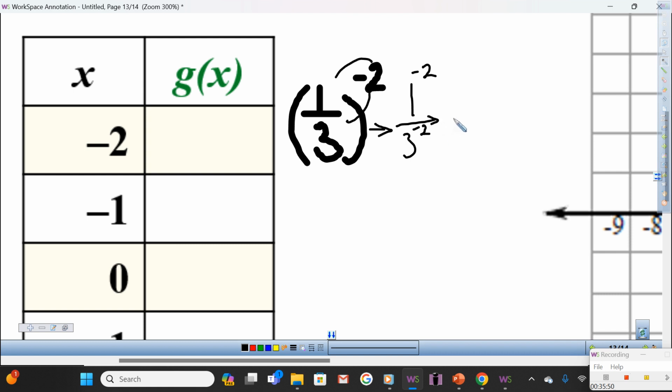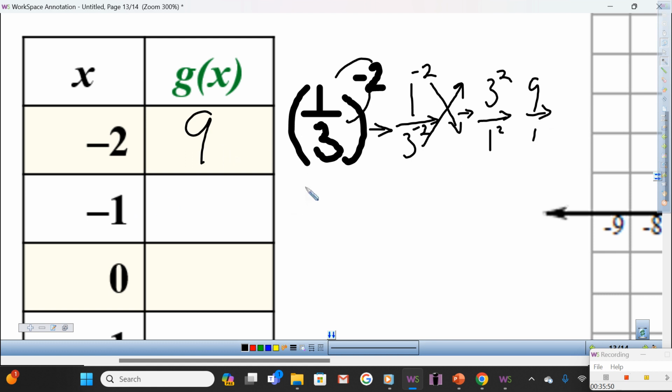How can I rewrite that? Tell your neighbor. Now I'm going to have Brandon enlighten us. How do we rewrite that, Brandon? 9, that is correct. But how did you get there? Negative exponent goes on the denominator. This one in the denominator goes to the numerator. So this becomes 3 to the second over 1 to the second, which is 9 over 1, which is 9.